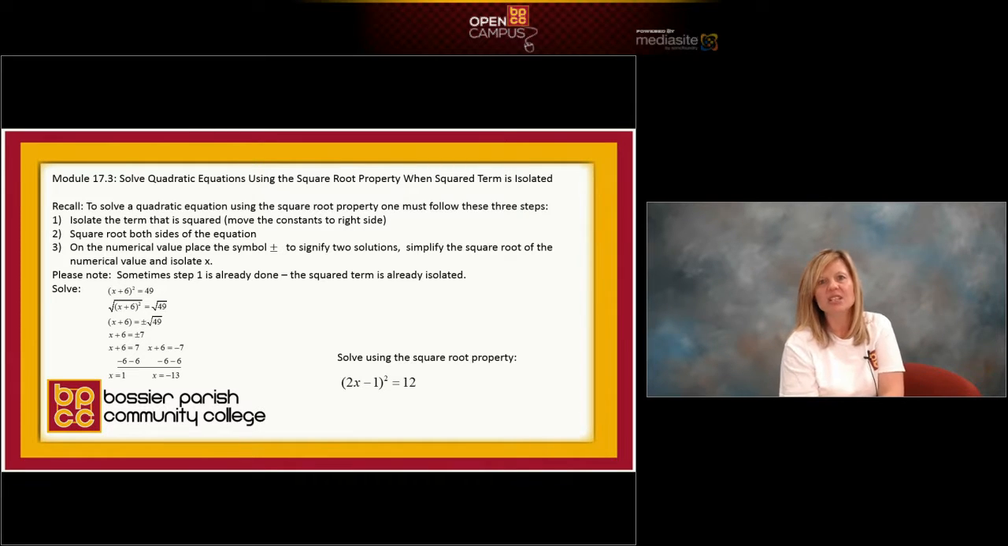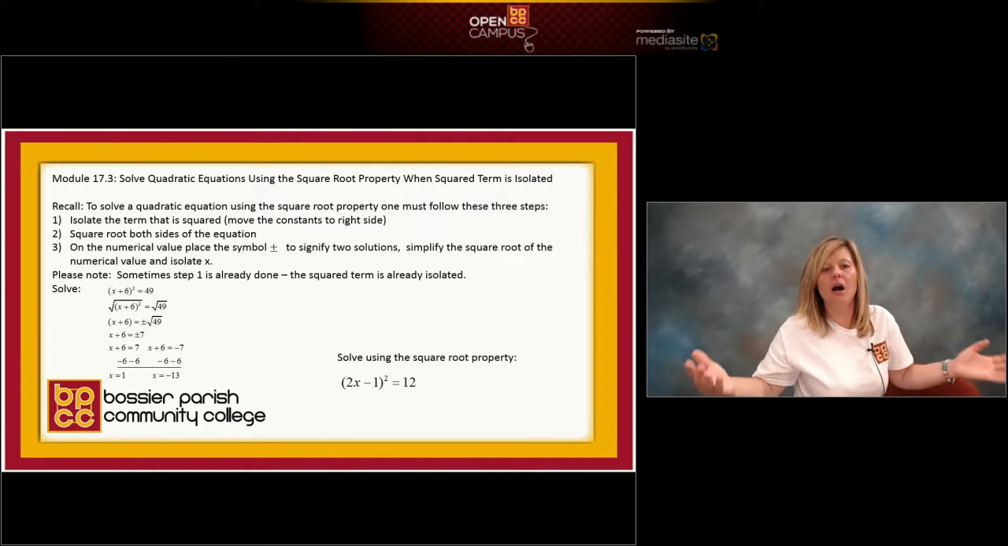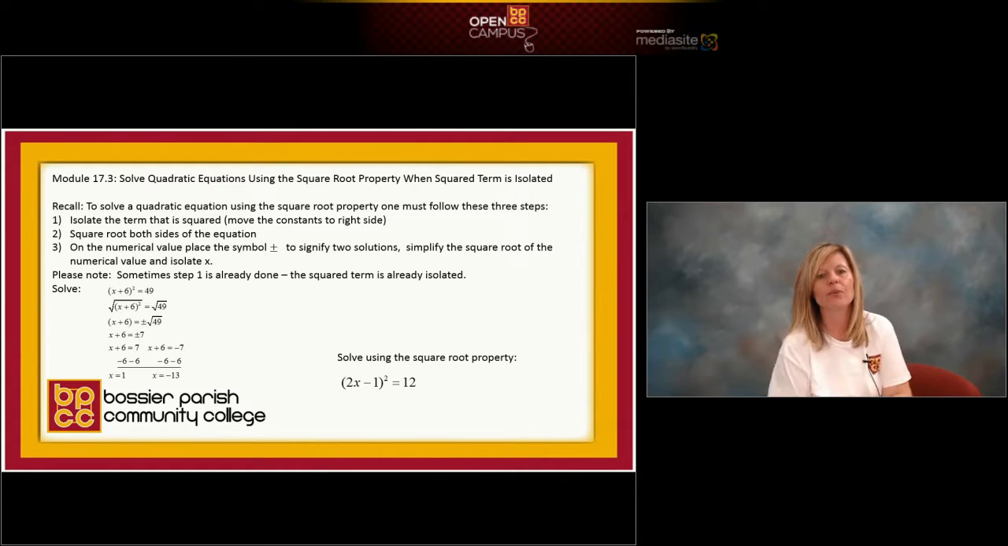If we can't move the 6 because it's stuck in parentheses and the whole left side is squared, we just go to step 2 and we say, how do we get rid of a square? Oh, we square root. So I square root the left side, I square root the right side. We all know square and square root are inverse operations, so they cancel out. So that leaves on the left side the x plus 6. On the right side, because we're square rooting, we put our plus and minus.